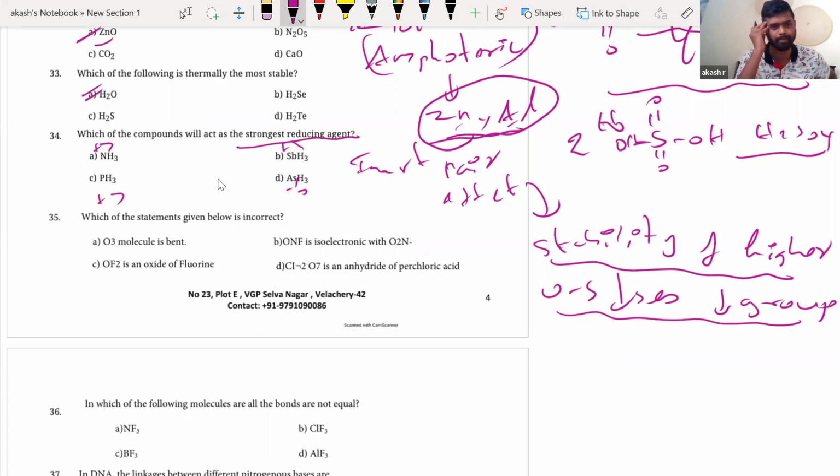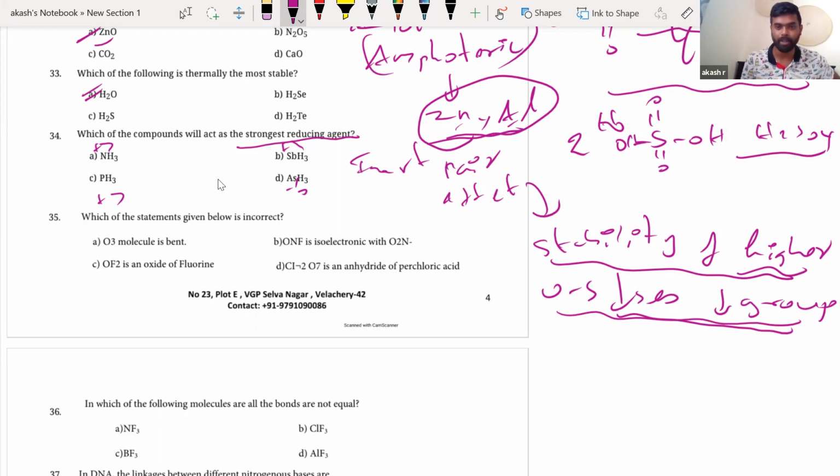Oh, one second. So reducing will decrease, no sir, down the group. Sorry, yes sir, it will increase down the group, higher oxidation state decreases down the group. Correct, yes, that's what I'm telling. Reducing property will increase down the group. Yeah, that is fine. How reducing property decreases, we have to talk in terms of oxidation states only.